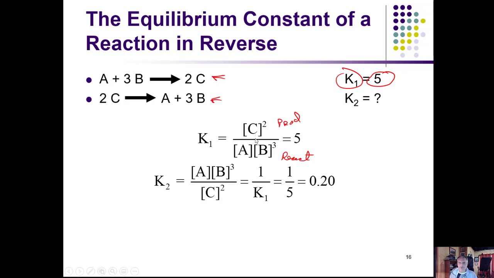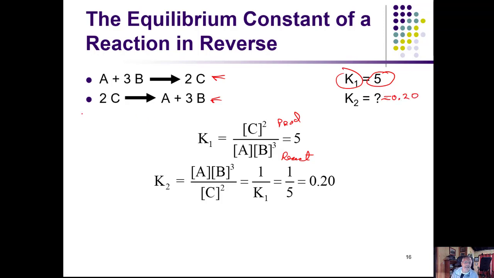And if it's the inverse of the equilibrium constant expression, then all you have to do is take the inverse of the original equilibrium constant. And that's what we did here. We've got 1 over 5, which is just 0.20. So K sub 2 in this case is going to equal 0.20.